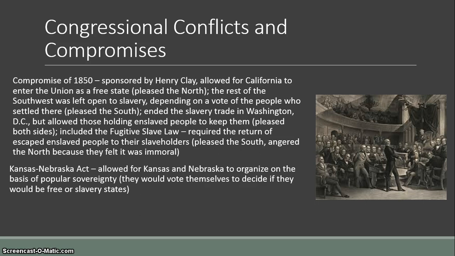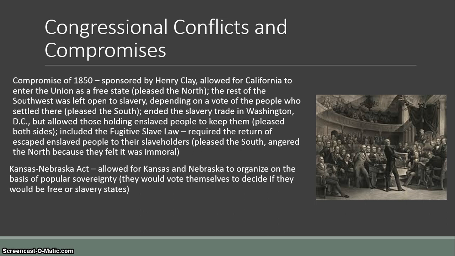All these sectional issues are slowly separating a North and a South so that people start feeling closer to their region, their section, instead of the nation. And this sectionalism, feeling closer to your section instead of the nation, would slowly lead us to the Civil War.